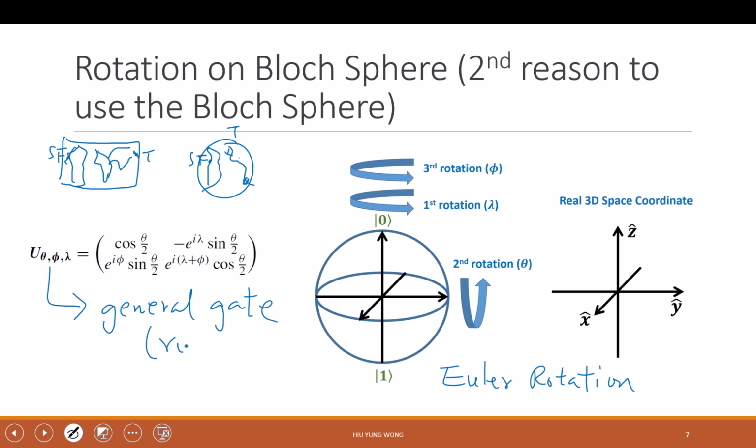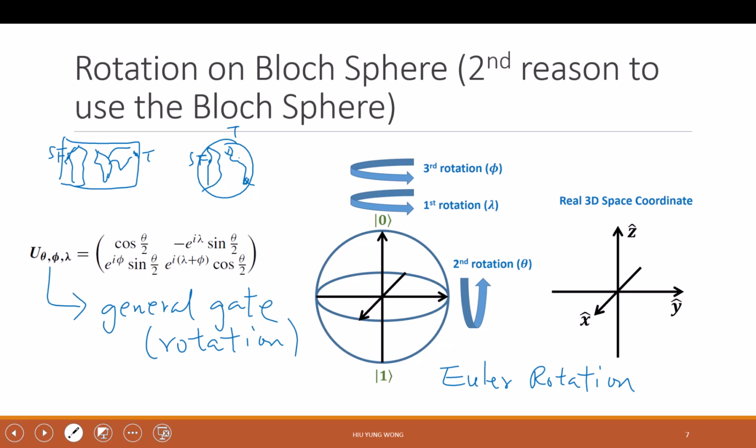Or general rotation. So any quantum gate can be represented in this form, characterized by three parameters: theta, phi, and lambda. Once you have theta, phi, and lambda, you fix a quantum gate. We actually ignore the global phase, but let's just take this. It turns out theta, lambda, and phi correspond to this three-step rotation. Is that okay?